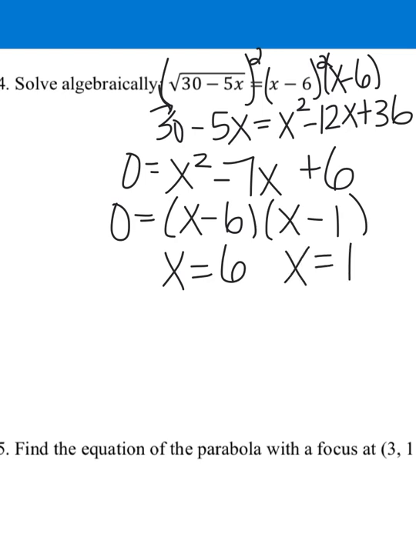You have to plug these answer choices back in though. When you do, you will get, for the 1, you'll get 5 on the left side, and you'll get negative 5 on the right side, and those two things are not equal. So x equals 1 gets rejected, but x equals 6 will work.